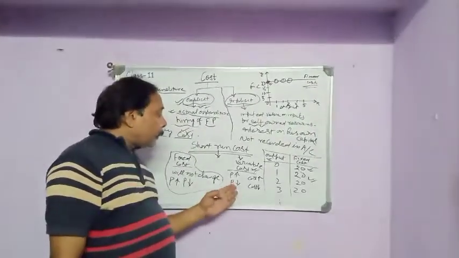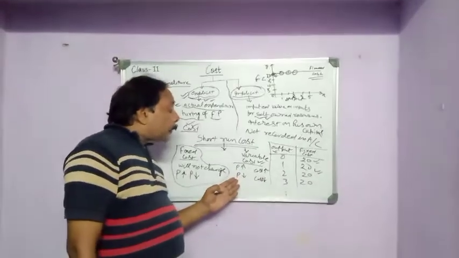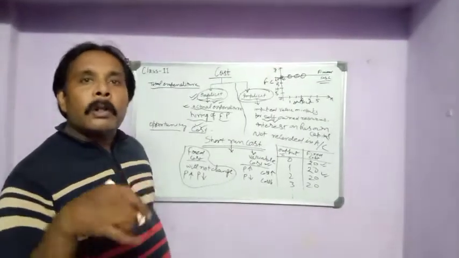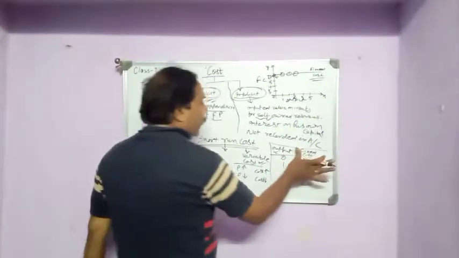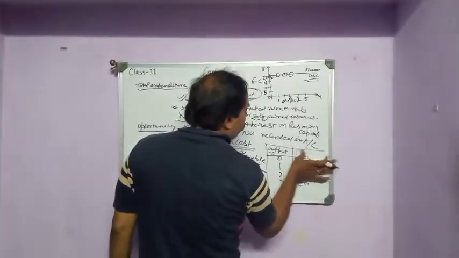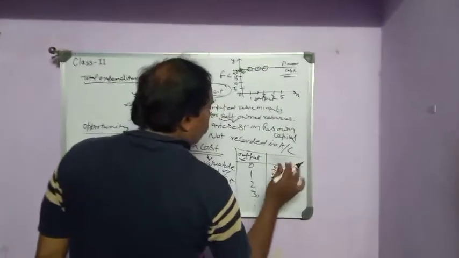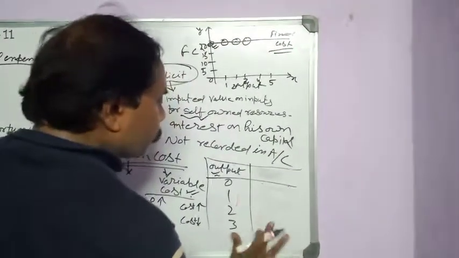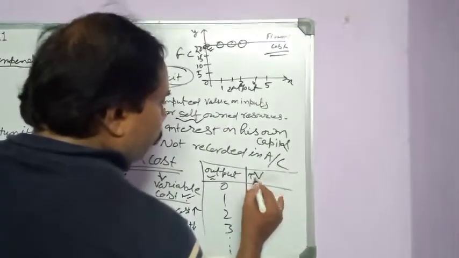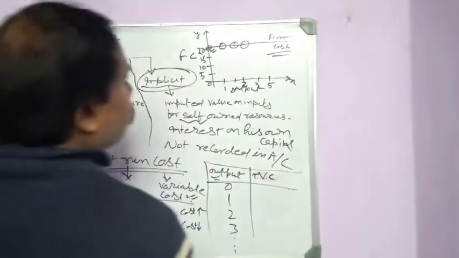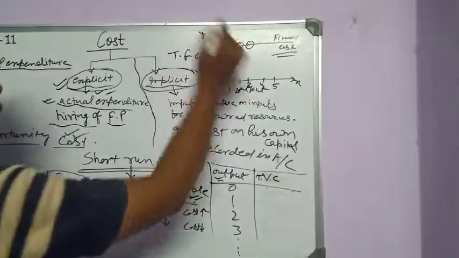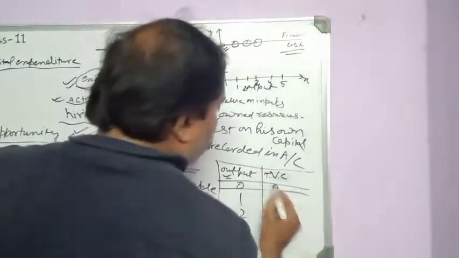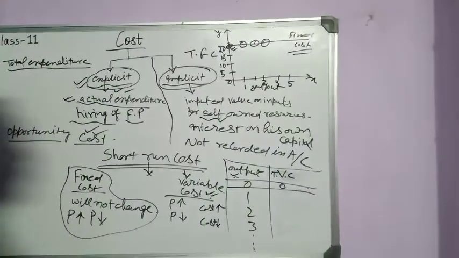So if the output is decreasing, meaning if the output becomes zero, then the variable cost will also become zero. So again here, look, suppose that is some variable cost here, TVC, total variable cost. Clear? Or you can also write down the total fixed cost, TFC. So at zero level of output, the total variable cost will be zero.